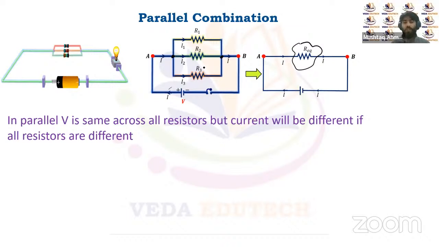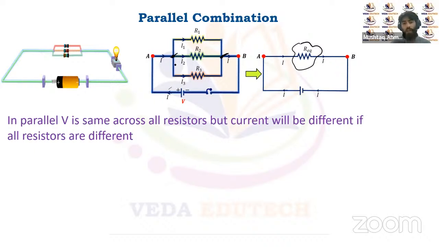If each end of the two resistors is connected to the same point, you can see that for R1, the left end is connected to this point and the right end is connected to this point. For R2 as well, the left end is connected to this point and the right end is connected to this point. So these endpoints of each of the resistors are connected to the same point. We can say that these resistors are in parallel.